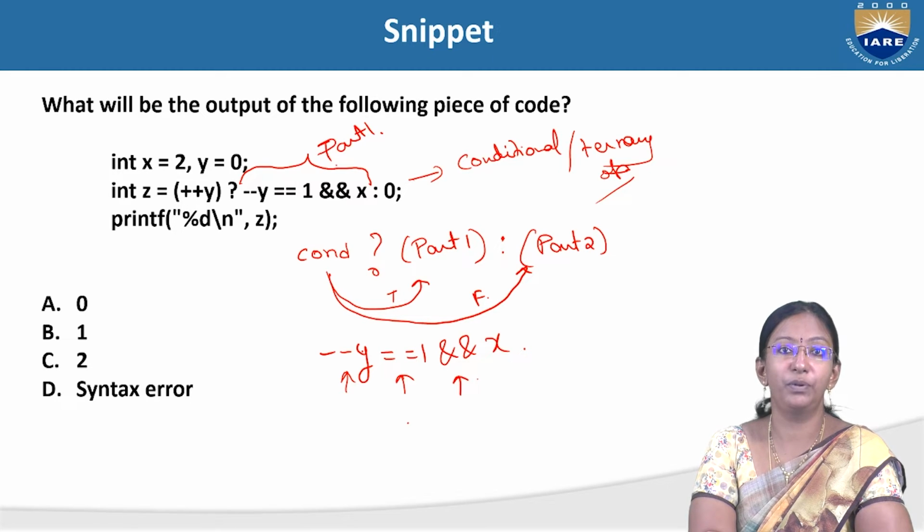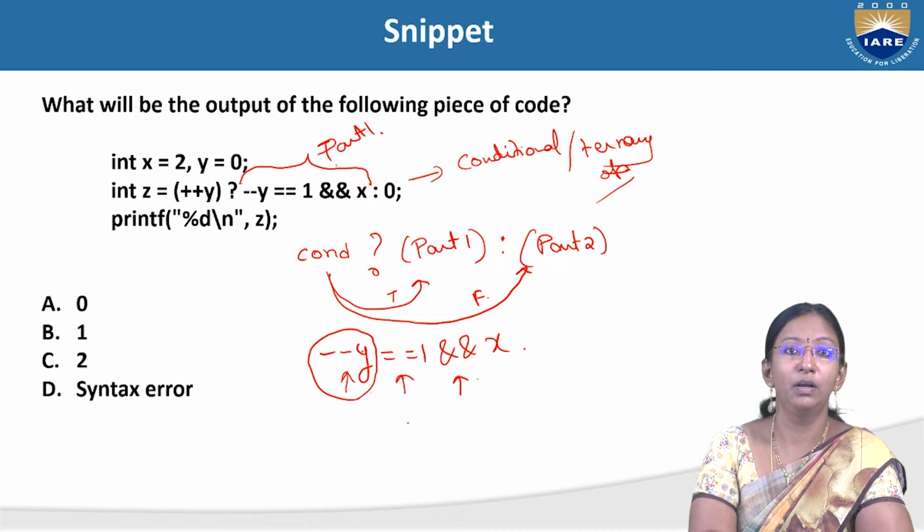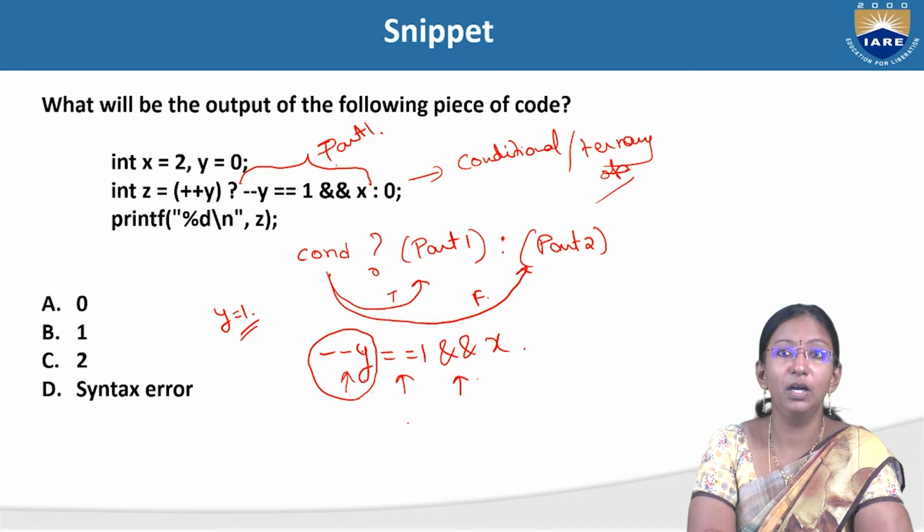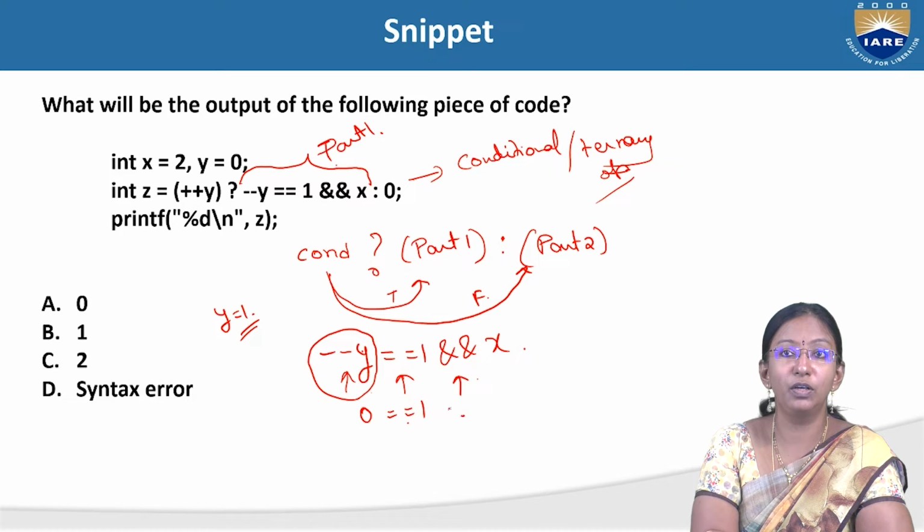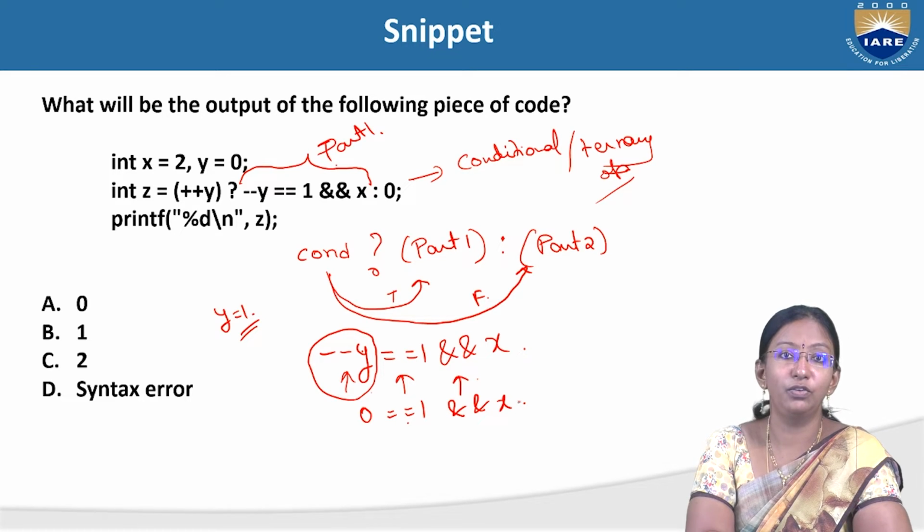Let's start with the precedence. Precedence always tells that first of all we perform the pre-decrement operation. Pre-increment or decrement operators have higher priority when compared to relational and logical operators. The value of y, which we previously calculated as 1, I hope you remember that, that's why we went to part 1, right? If you decrement it, it will be 0. So 0 is equal to 1, logical and with x. This is how it is going to get converted.